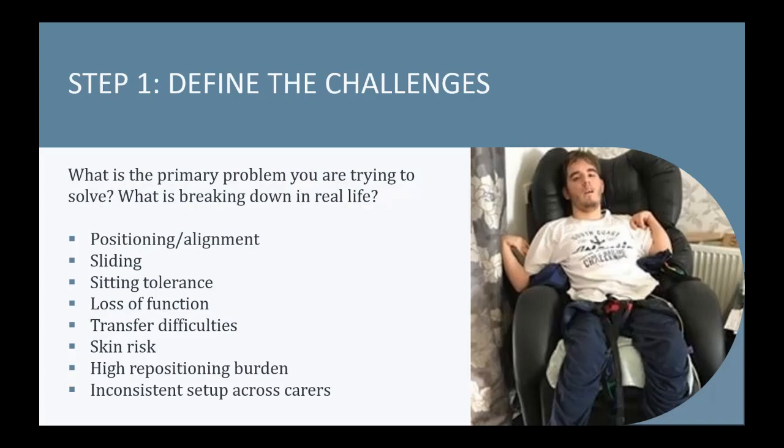So step one, before solution thinking, we need a clear problem statement. If we define the problem or the challenges or the barriers too broadly, we end up with a vague provision. A person may present with multiple issues, but usually there is a dominant problem that is setting off the rest. The first step sounds simple, but it's where many of those assessments do drift, and sometimes drift in the wrong direction and lose that focus.